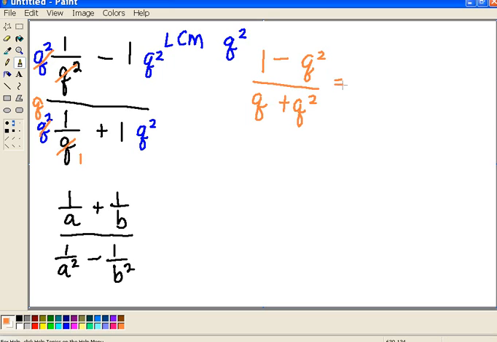However, this one's a little quirky in that we can simplify it. This is a perfect square minus a perfect square. So this is going to turn into 1 minus q and 1 plus q. Remember that from Mr. Formula. A perfect square minus a perfect square yields the square root minus the square root times the square root plus the square root. And notice in our denominator, we could factor out a q, and we would be left with 1 plus q.